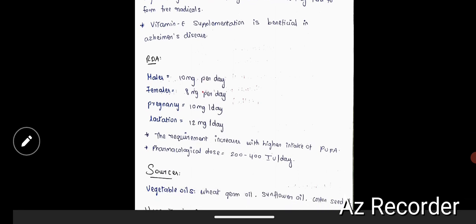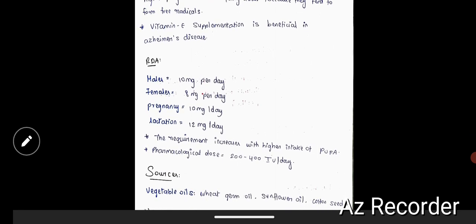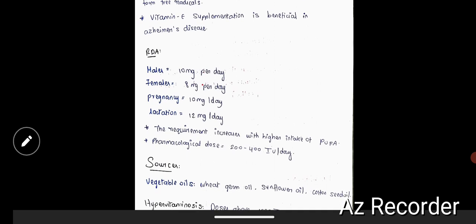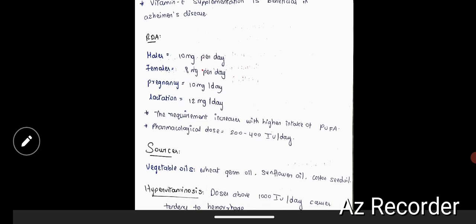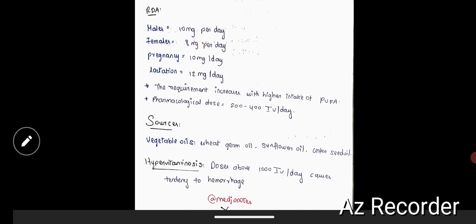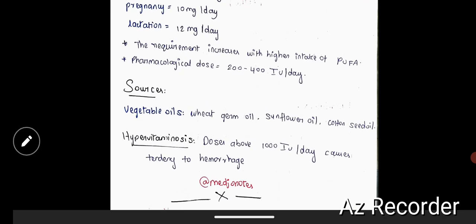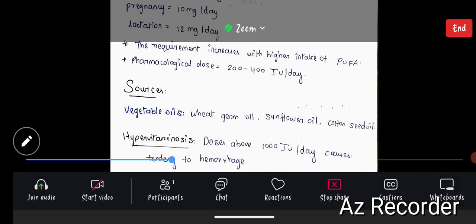This RDA is very important. They might ask it in a one mark question. For males we have 10 milligram, females 8 milligram, pregnancy 12 milligram, and lactation again 12 milligram. The requirement increases with a higher intake of PUFA. The pharmacological dose is 200 to 400 international units per day. Sources: sunflower oil, vegetable oils, all types of vegetable oils.